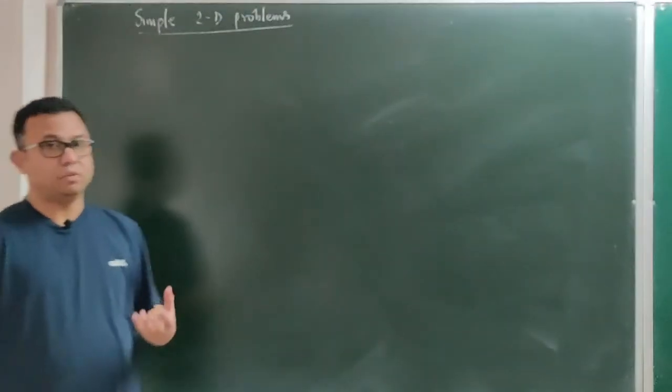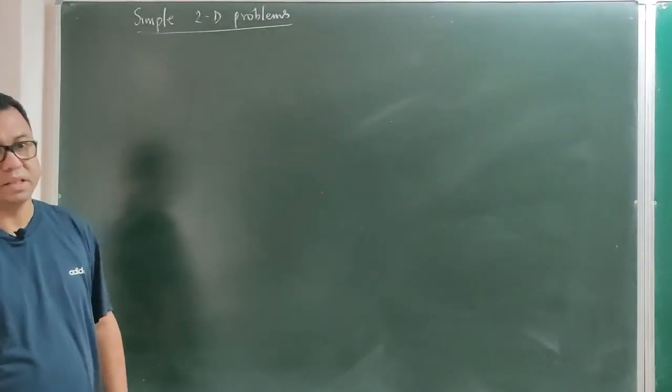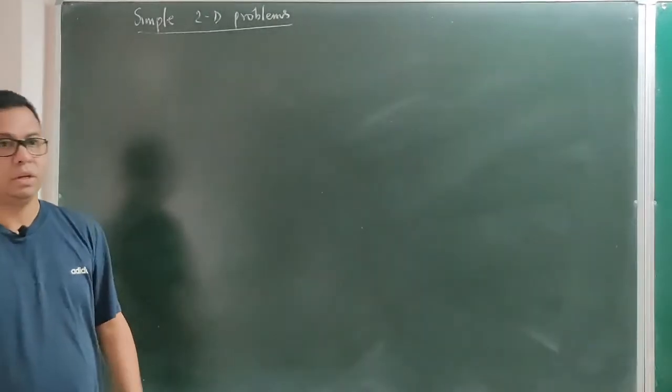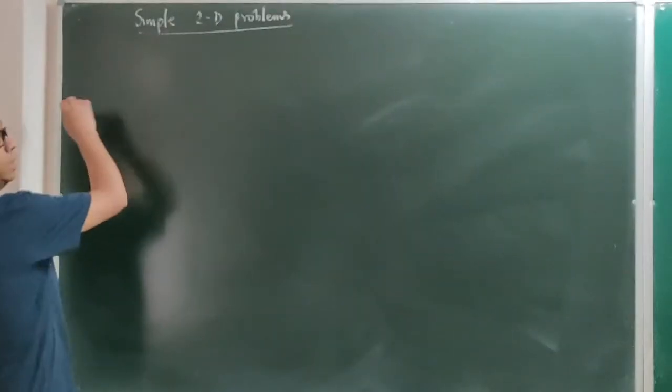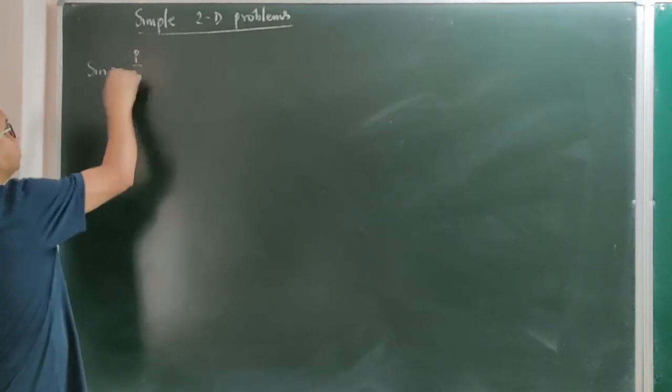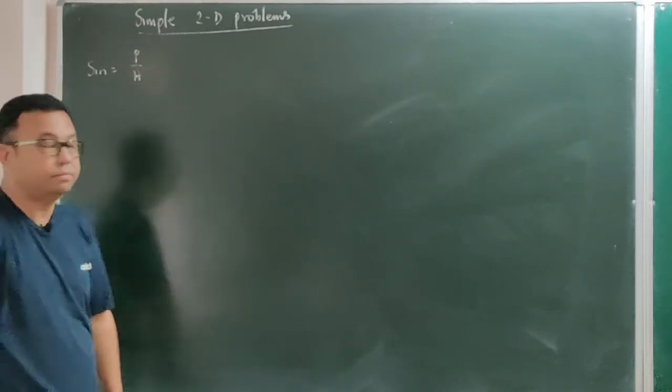Before I start with the questions of your exercise 22, first I'll explain to you the meaning of this 2D problem. Alright, here you go then. First, you know that sine is perpendicular by hypotenuse. I hope you still remember.